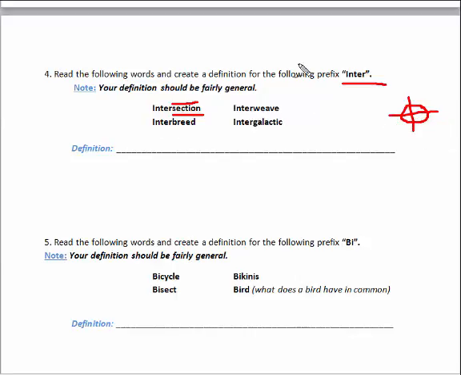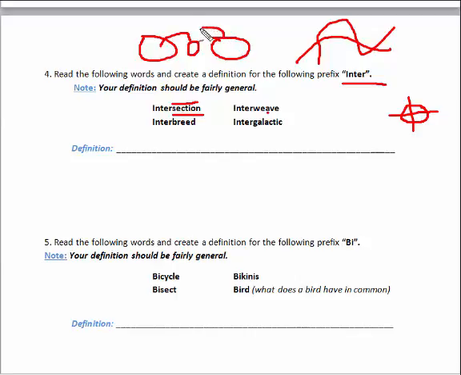Interweave. When you weave two things together, it's going to be in between them. Interbreed, we're going to take two different types of dogs, and we are going to interbreed them and make a new mix. Snickerdoodle. Take two different breeds, mixing them. Intergalactic, you have two galaxies. Intergalactic would mean in between.